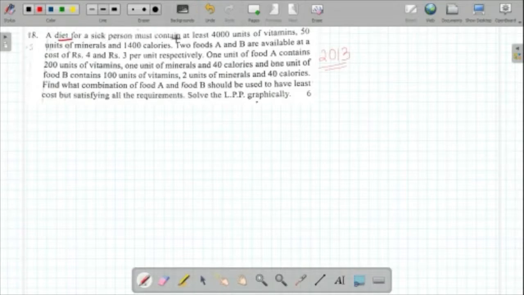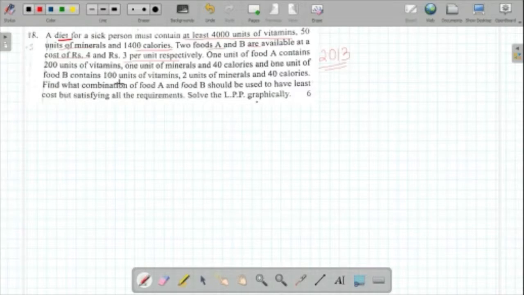A diet of a sick person contains at least vitamins, minerals, and calories. So the diet has these three components: vitamins, minerals, and calories. The diet is made from food A and food B. Food A costs 4 rupees and food B costs 3 rupees. One unit of food A contains 200 vitamins. Food A has some amount of vitamins, minerals, and calories. Similarly, food B has its own amounts.